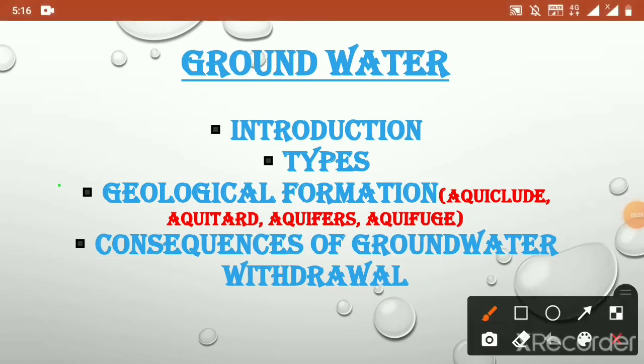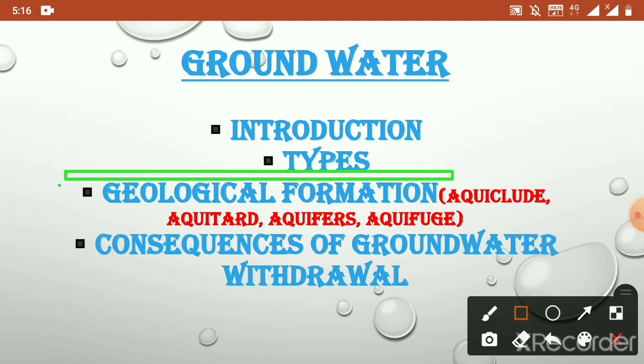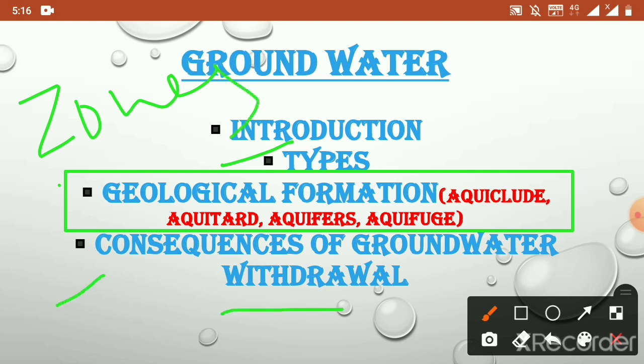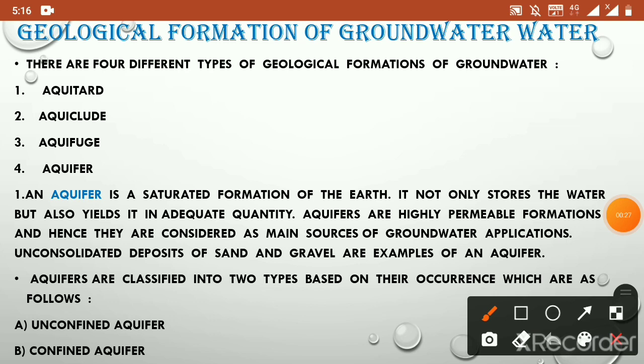In today's video, we will study the geological formation of groundwater. We have already discussed the types of groundwater, the zones in which groundwater is divided, and the consequences of groundwater withdrawal. If you have not seen that video, you can check it from the link given in the description. As we have discussed earlier, there are four types of geological formation of groundwater.